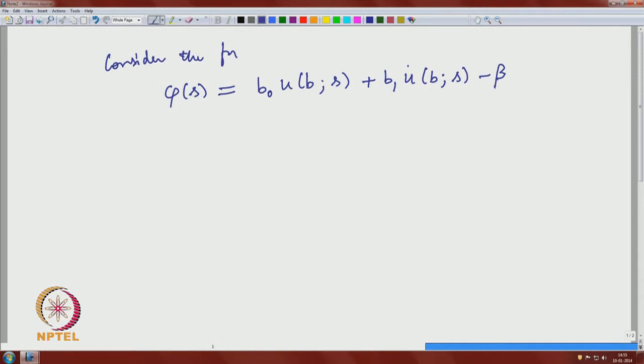So, I am just evaluating the solution of the initial value problem at t equal to b. And now, this is purely a function of s, because everything, b0, b, and beta, is fixed. So, this is just a function from R to R. For every s, I will have a solution to the initial value problem, and once I obtain that solution, I compute this thing and call it phi of s.